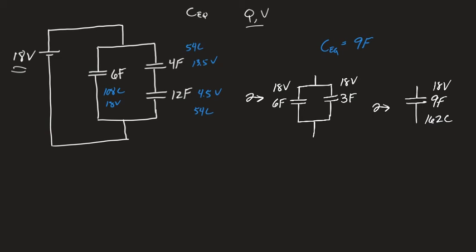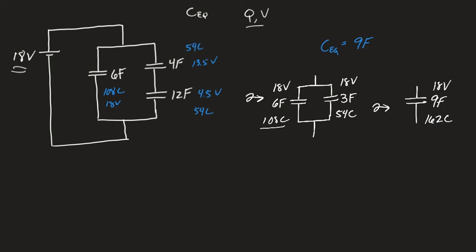And when I do, I get 3 times 18 here for a total of 54 coulombs, and 6 times 18 gives me my 108 coulombs. This capacitor is done because that's the original capacitor from the first part of the circuit. So I can actually write that this is 18 volts and 108 coulombs. I will point out that the 108 plus 54 should equal the 162.